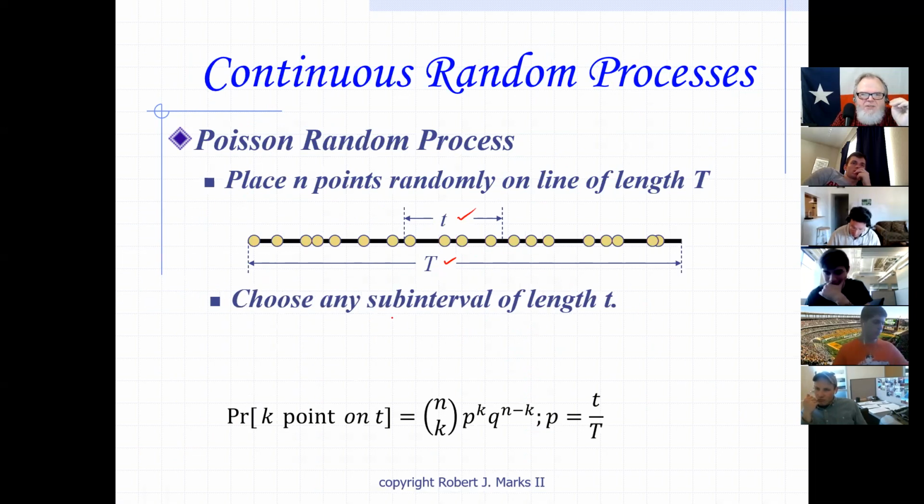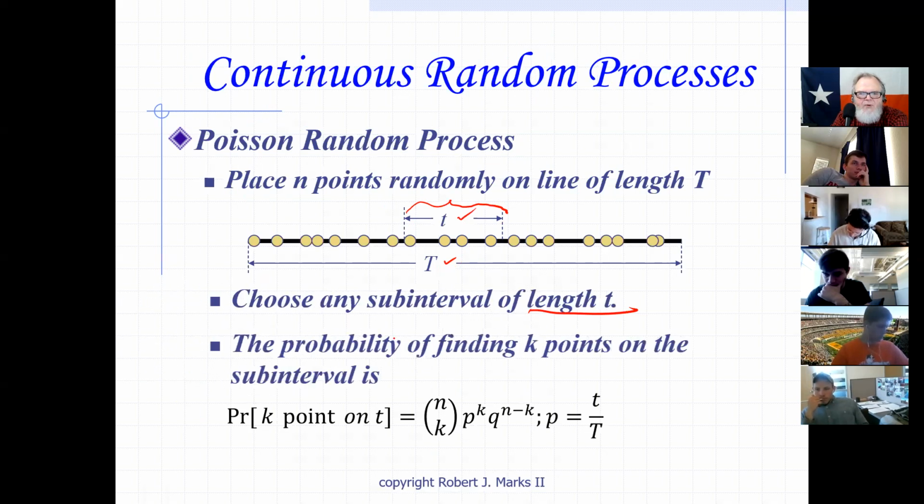Okay, here we're going to choose a subinterval of length t. So here is the subinterval of length t. Now we ask ourselves, what is the probability that a point lies within this smaller interval? Well, you notice this is nothing more than a repeated Bernoulli trial. And what is the probability? The probability of getting a point within this smaller interval is just t over T, right? It's the smaller interval divided by the larger interval. In fact, we have it written down here.